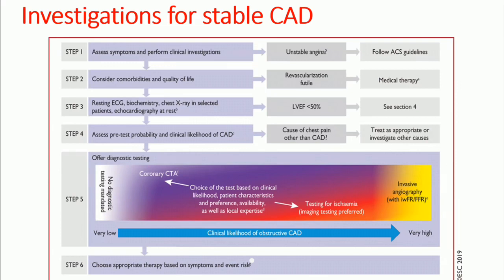ECG is normal, they don't have any risk factors. So that sort of patient has a low probability of having significant coronary artery disease. They don't have a high probability. The probability is low. For those people, what people recommend now is coronary CT angiogram. And that has become a nice rule-out test. So if that is normal, you can virtually exclude coronary artery disease.